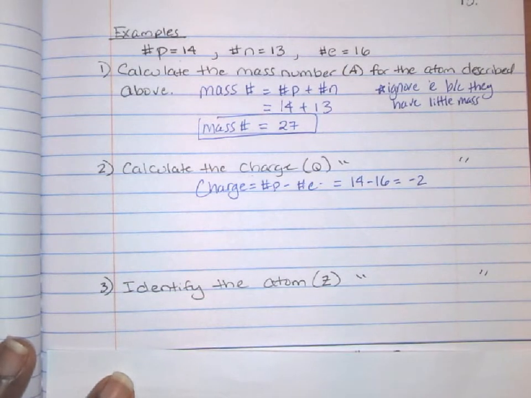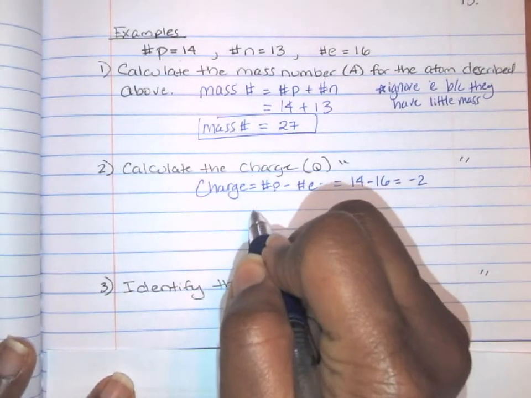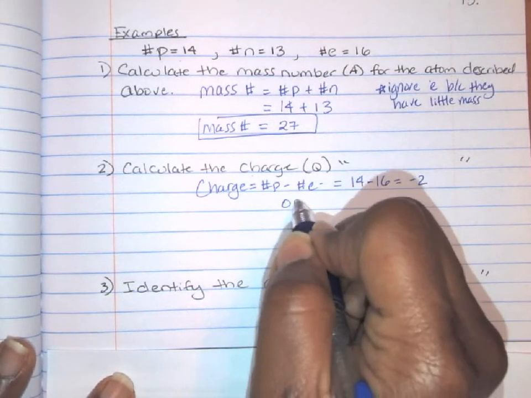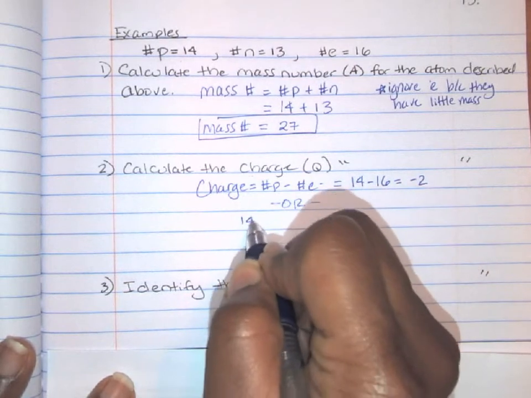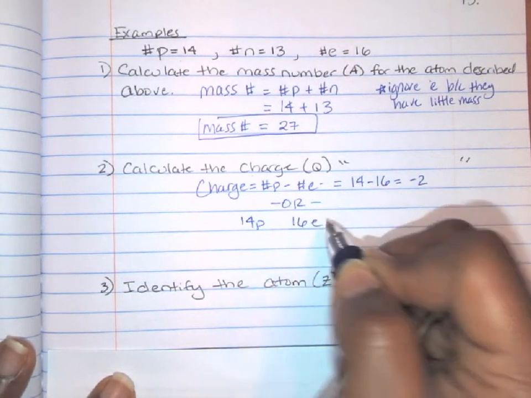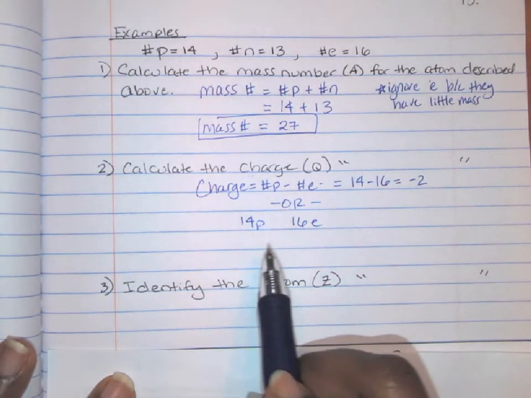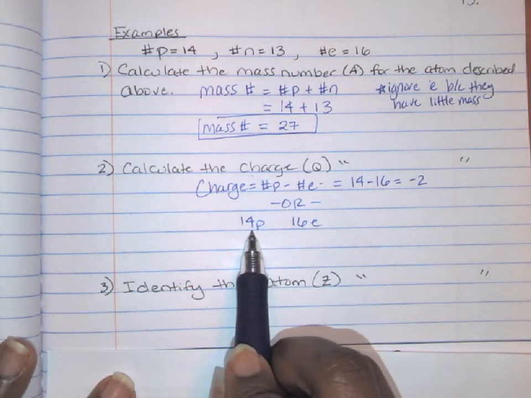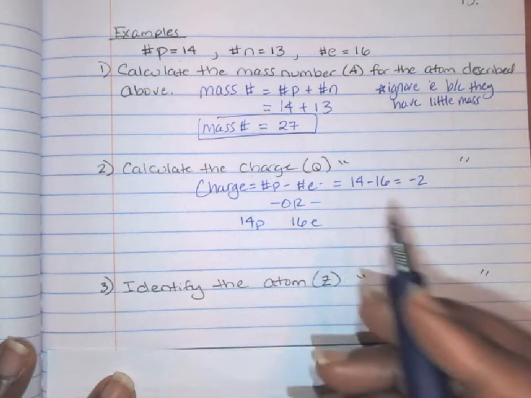Or we can do it using some mental math. So what I do here is I write down my number of protons, 14 protons, and then next to it I write down the number of electrons, 16 electrons. I compare which ones I have more of. So I have 14 protons, 16 electrons. So I have more electrons.